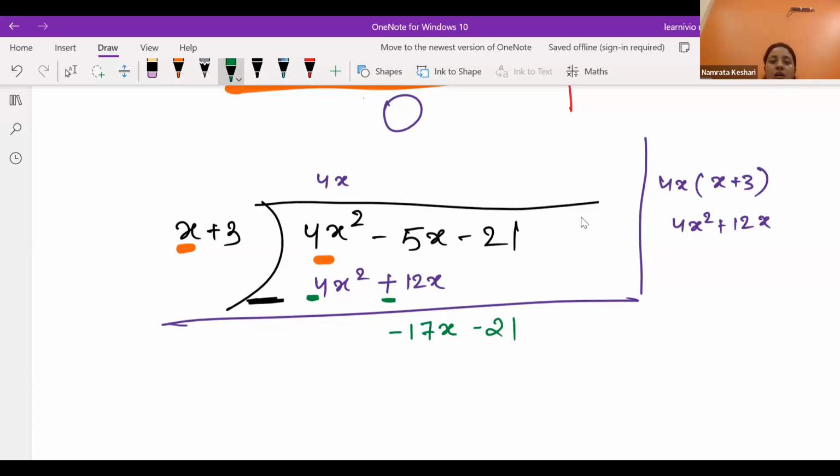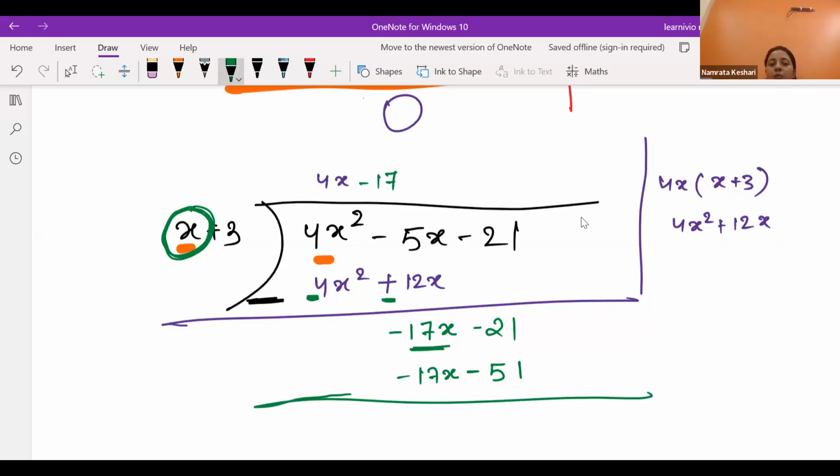What shall we take? With what shall we multiply this x to get minus 17x? Minus 17. We will be getting minus 17x minus 51. 17 into 3 will be 51. You will be doing the subtraction. Each and every sign will reverse. So this sign became plus, this also became plus.